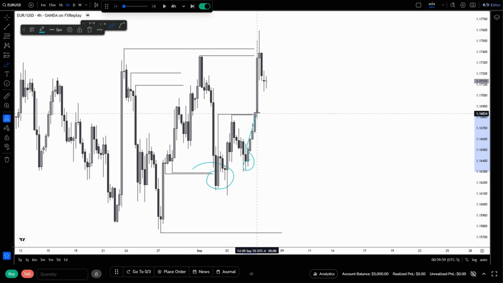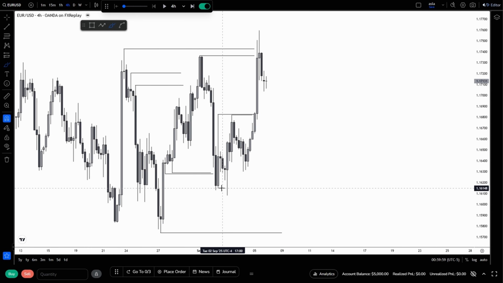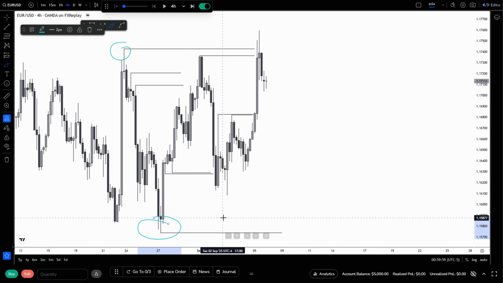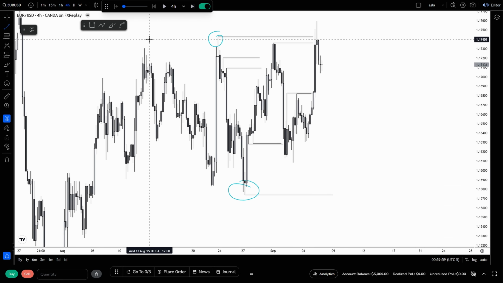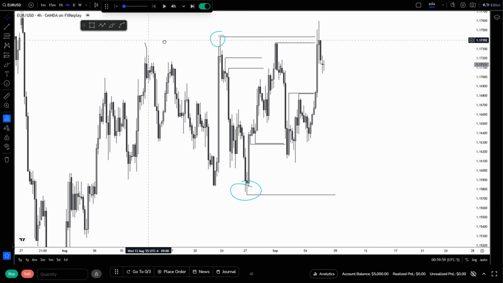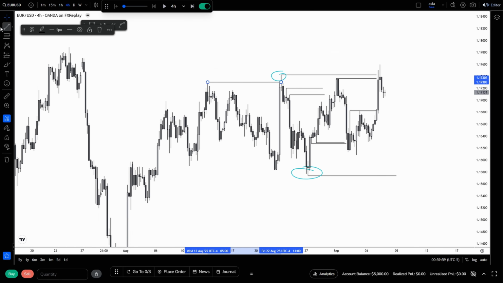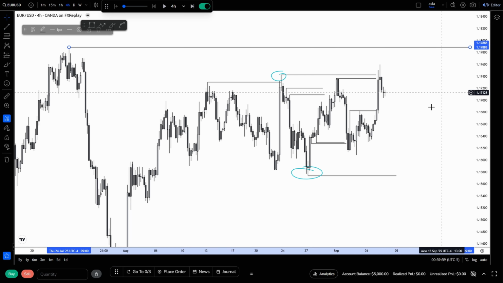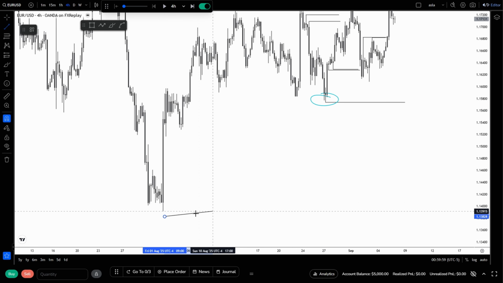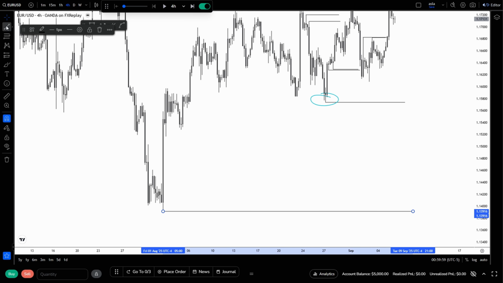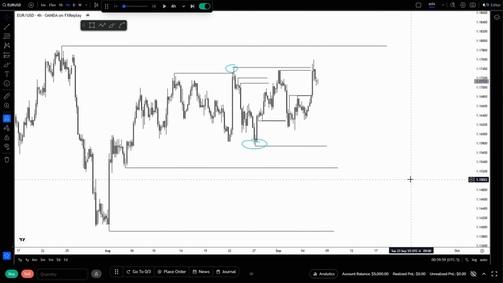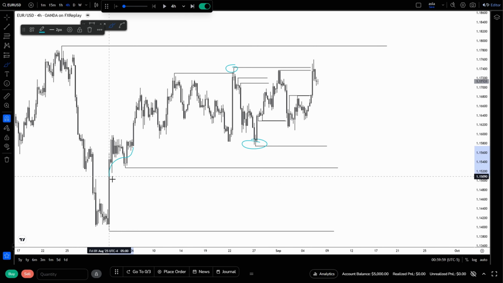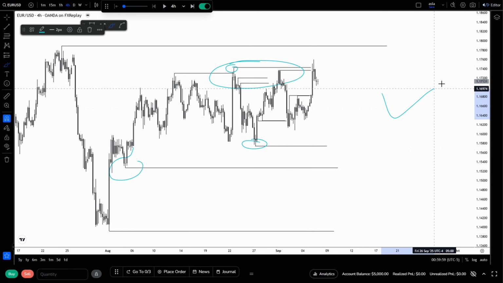Now, the other type of liquidity we need to understand is old highs and old lows. Old highs and old lows simply refer to a previous swing high or swing low that clearly stands out on the chart. These are levels where price previously turned or reacted strongly, making them obvious reference points for traders. Because these levels are so visible, many traders place their stops around them, which is why they often act as liquidity targets for price. So whether it's a cluster of equal highs and lows, or a single old high or old low, the idea is the same.